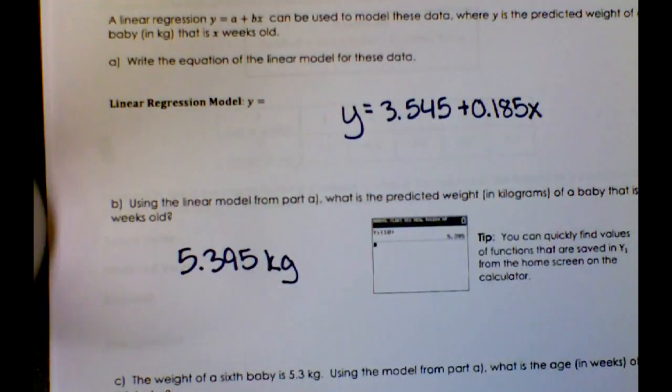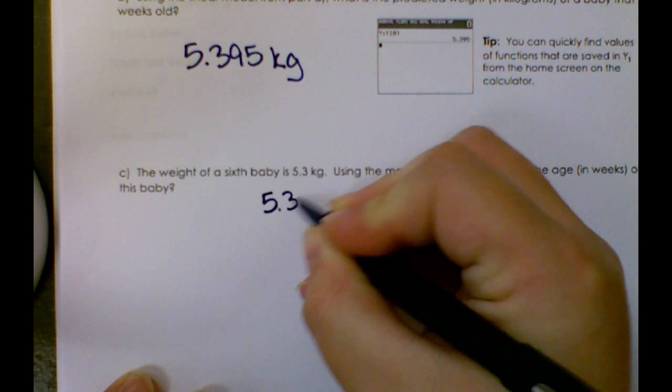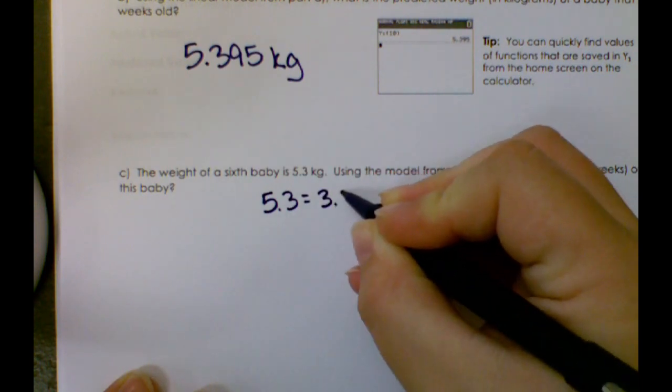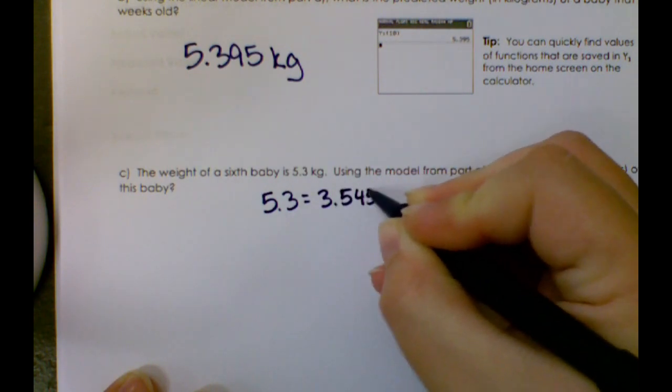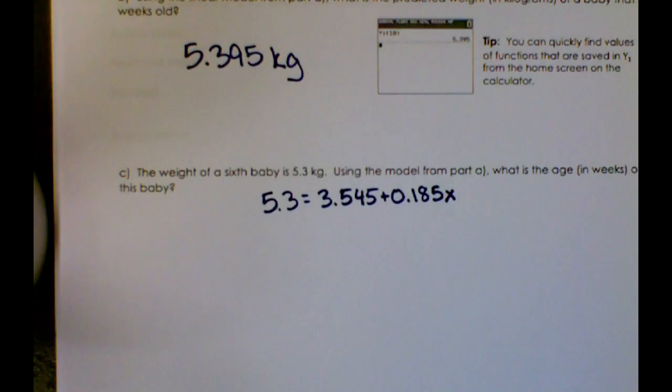And that's in kilograms. Now we're going to add in the weight of a sixth baby, that's 5.3 kilograms. And we're going to determine what we think the age of that baby would be. So we're going to say 5.3 is the weight, and I'm going to set that equal to 3.545 plus 0.185x. And I'm going to solve for x.